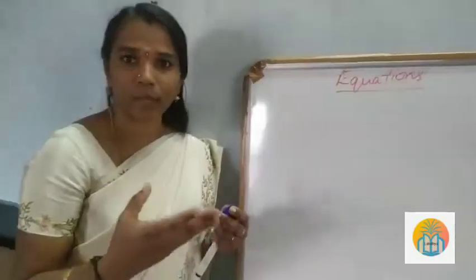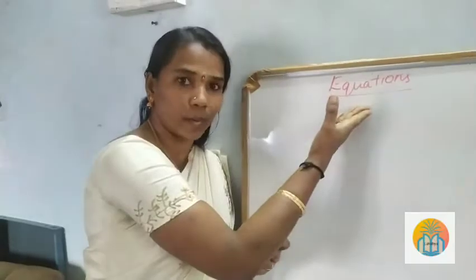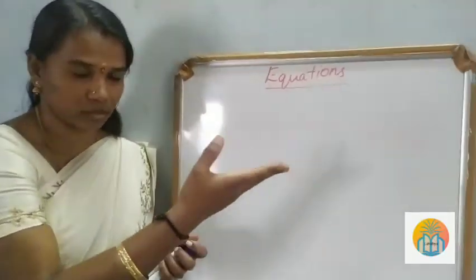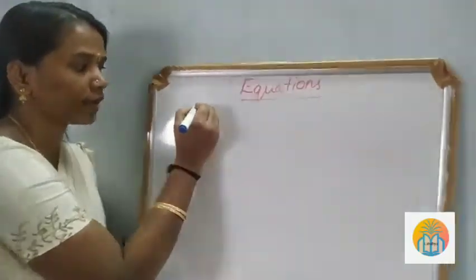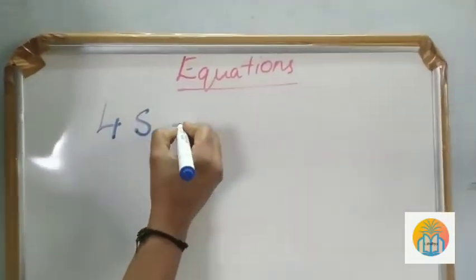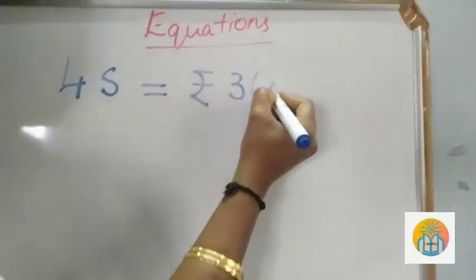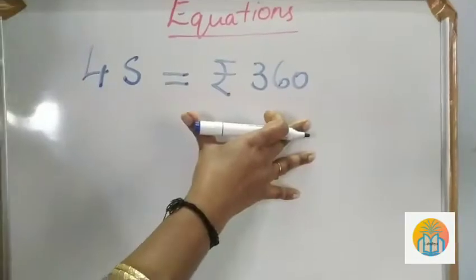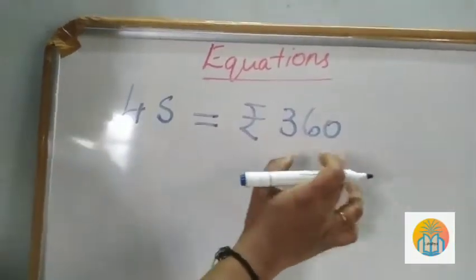Let us see what equations are. We come across so many situations where we meet equations. Let me explain with an example: 4 kg of sugar. I can write 4 kg of sugar as 4s, which is equal to rupees 360. So this equation is: 4 kg of sugar is equal to rupees 360.